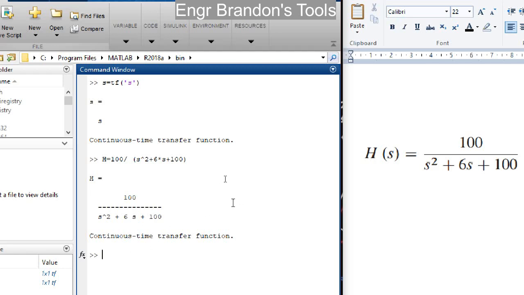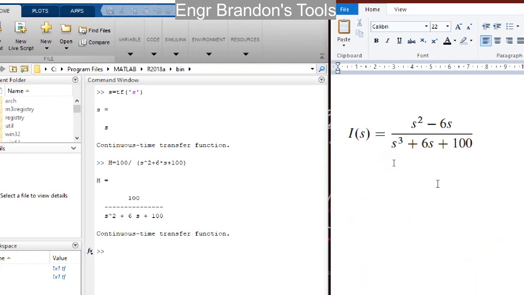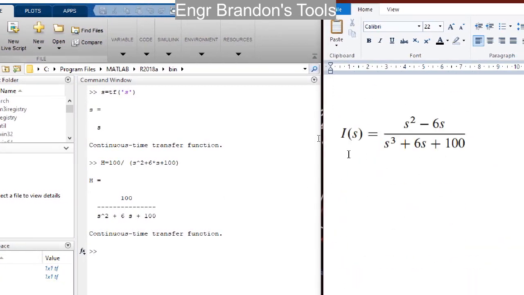For your second assignment, you're going to define this I of s as a transfer function with MATLAB using the s equals TF of s method.